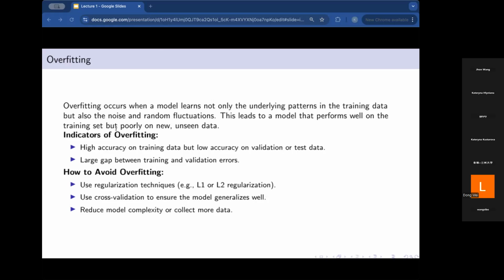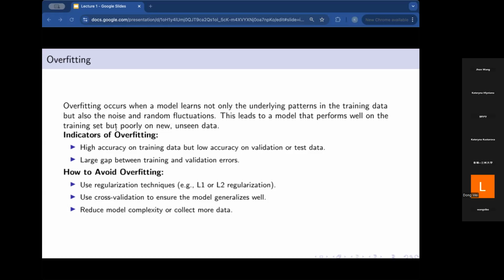We have some indicators of overfitting. First of all, one of the clear indicators is when a model has high accuracy on the training data set, but much lower accuracy on validation. Another sign is when there is a large gap between training and validation errors. If the model performs significantly better on the training data compared to the validation data, it's likely overfitting.